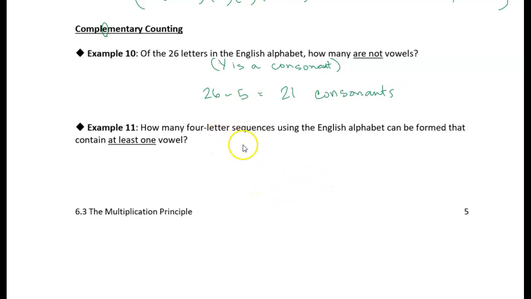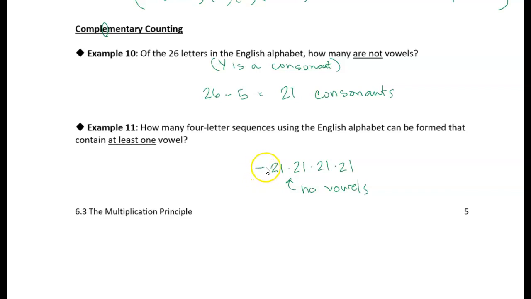So let's figure out what that would be. Well, we already know that there are 21 consonants. So if we were creating a sequence of 4 letters, we'd have 21 choices for the first letter, 21 choices for the second letter. We're going to assume we can repeat letters. 21 choices for the third letter, and then finally 21 choices for the fourth letter. That would give us the number of ways in which we could get a 4-letter sequence with no vowels. Now, that's what we don't want, right?